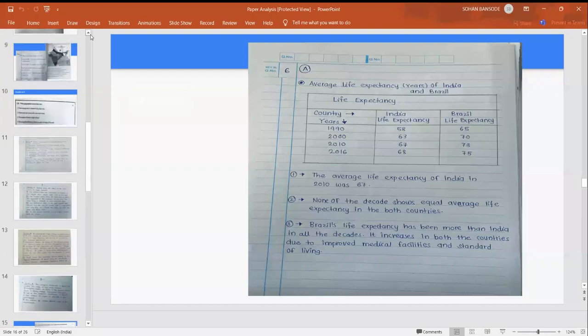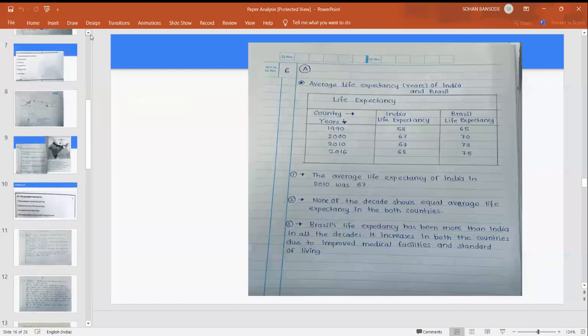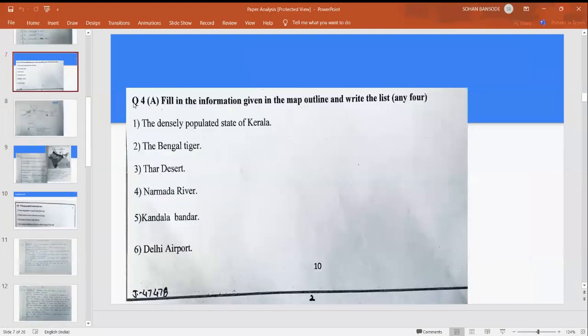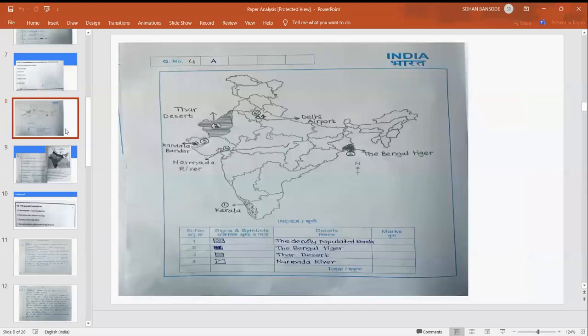Wait for a second. Yes. Now see, whatever information is asked of you, which you have to show in a map, all these points are asked from India only. So in the supplement, we'll choose the map of India. See here, this is the map of India, and then I have filled up the information here.